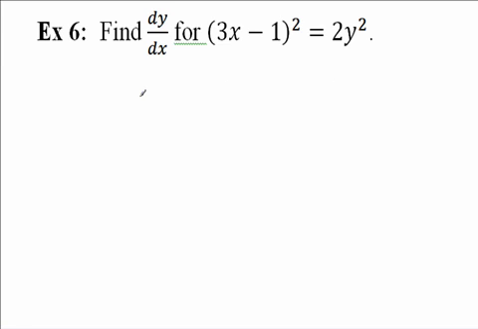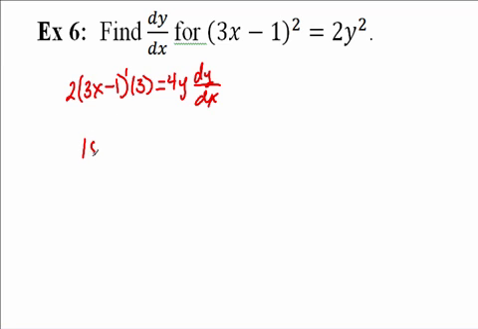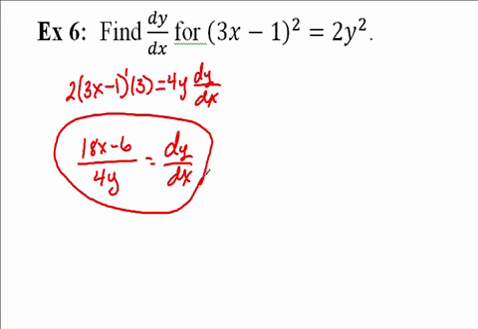Let's work it out. Remember, the derivative of this side with the chain rule would give me 2 times (3x minus 1) to the first times 3, and that would equal 4y dy/dx. All right? So once again, I'm going to multiply these together and distribute. That gives me (18x minus 6) over 4y, and that equals dy/dx. Pretty straightforward algebra there while solving for dy/dx, if you're careful.